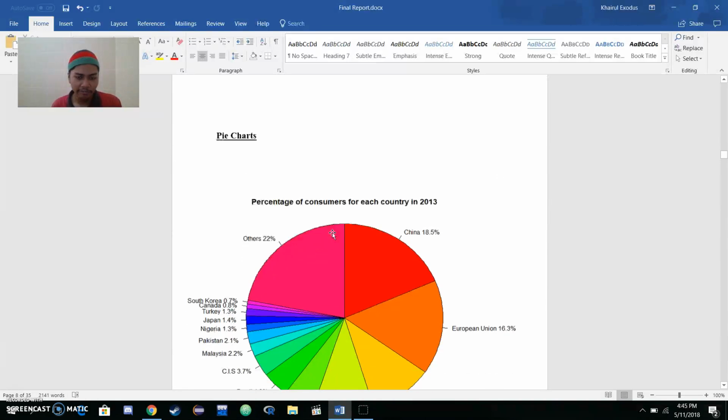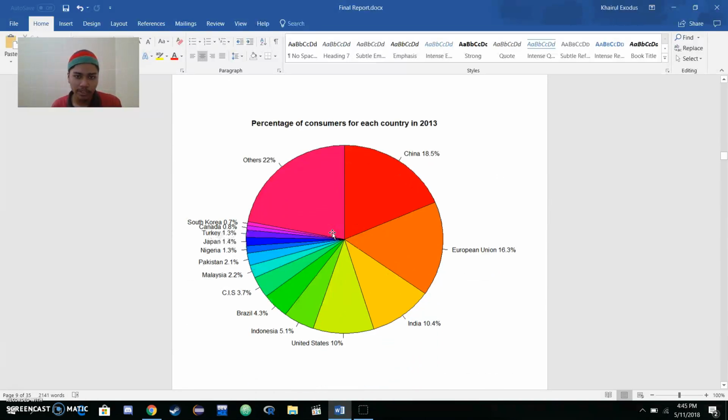Then the pie chart for the percentage of consumers for each country in 2013. By doing this pie chart, we can see the percentage for each country. Others cover 22%, China 18.5% is the highest among countries, and the lowest is South Korea at 0.7%, then Canada, Turkey, and Japan. It is already sorted in descending order, decreasing until 0.7%.